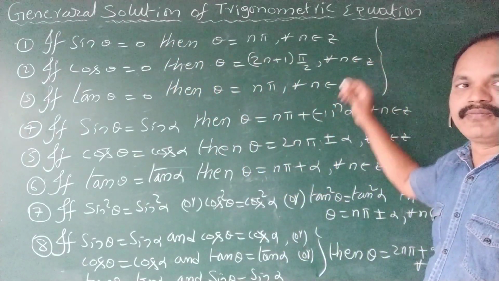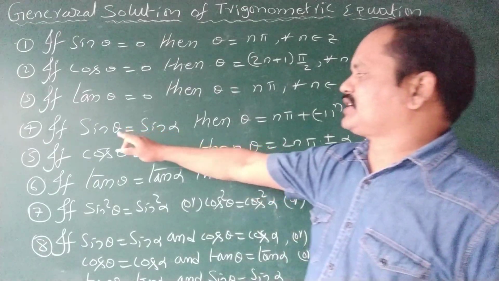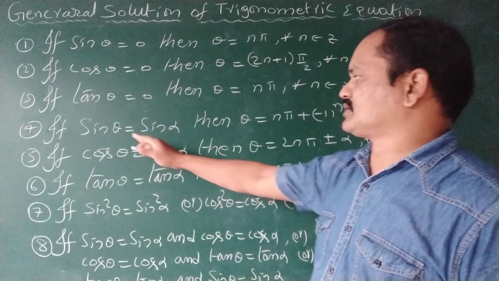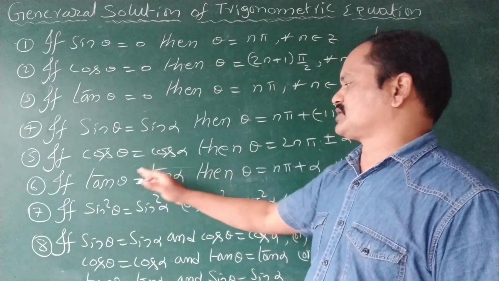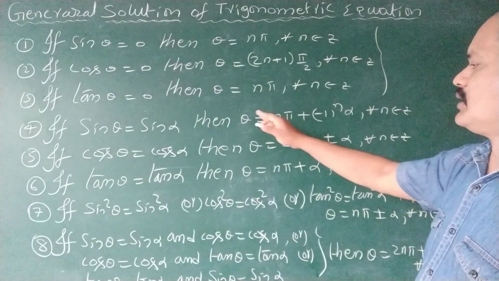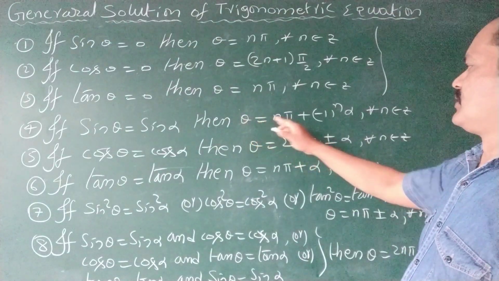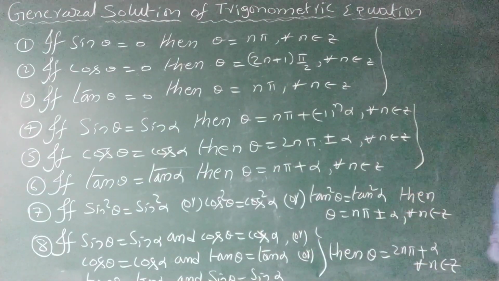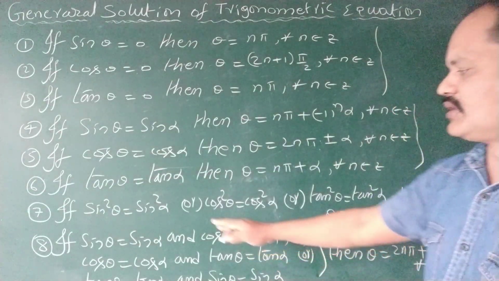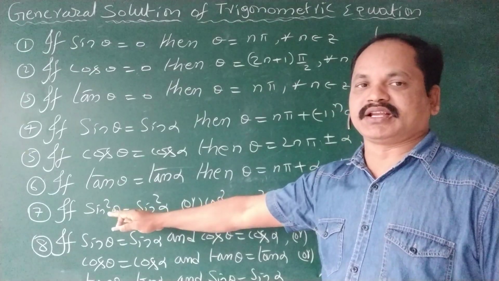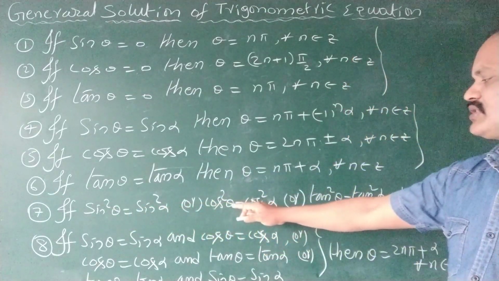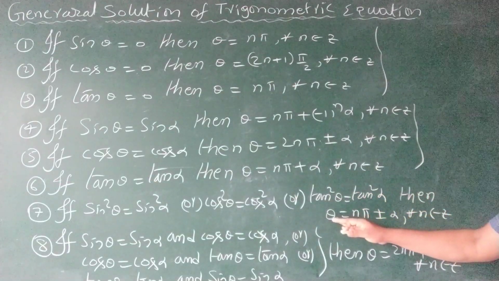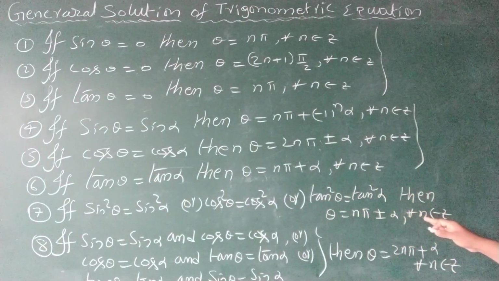Now second set. If sin theta is equal to sin alpha, that means RHS non-zero. Sin theta is equal to sin alpha, cos theta is equal to cos alpha, tan theta is equal to tan alpha, like this. That's why these are one set. Now the next one is the squaring relations: sin square theta is equal to sin square alpha, cos square theta is equal to cos square alpha, tan square theta is equal to tan square alpha. For all these, theta is equal to n pi plus or minus alpha for all n belongs to Z.